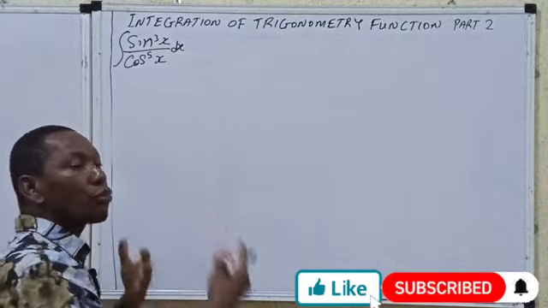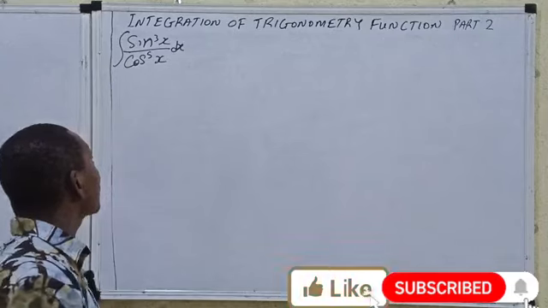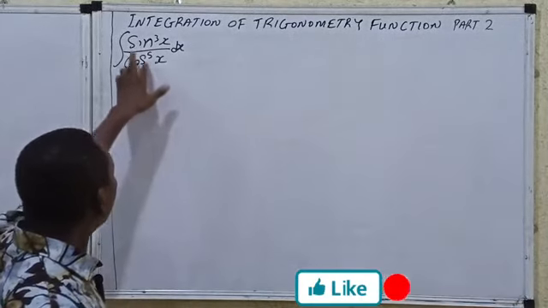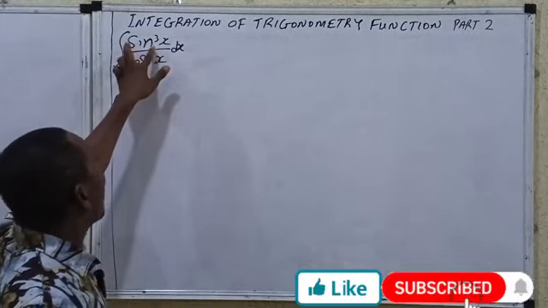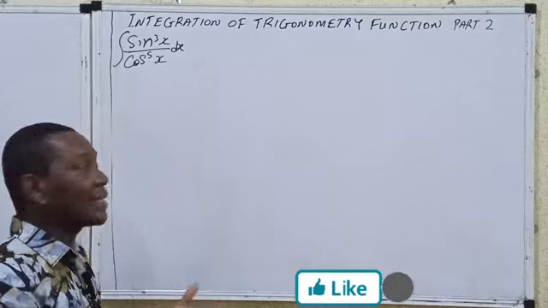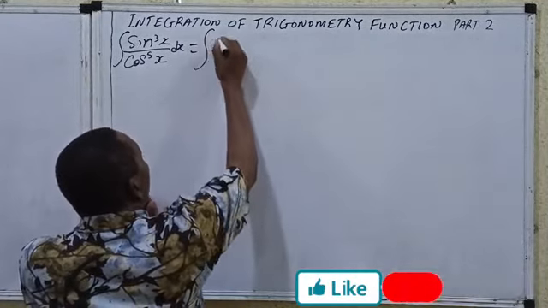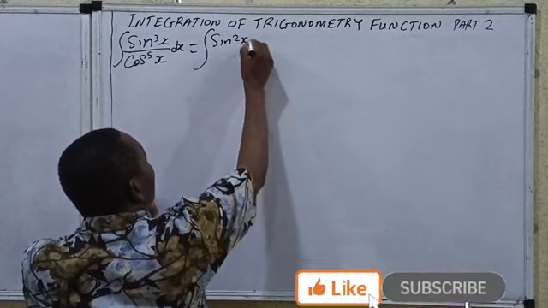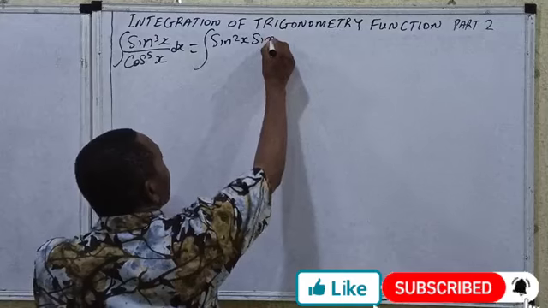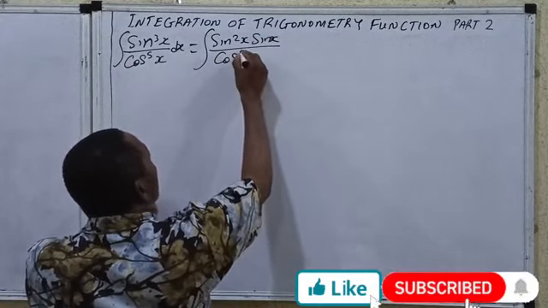Now, sometimes you just have to look for a way to break it down. That's just the way this stuff is done. If I look at this, I can look for a way to break this one down to get a trigonometric identity. And how do I do that? I can rewrite this as the integral of sine square x sine x all over cos raised to power 5x dx.